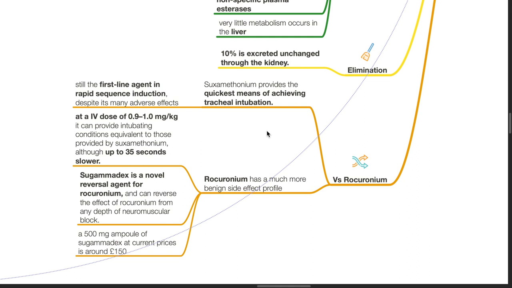Sugammadex is a novel reversal agent for rocuronium and can reverse the effect of rocuronium from any depth of neuromuscular block. However, a 500 mg ampule of Sugammadex at current prices costs €150.